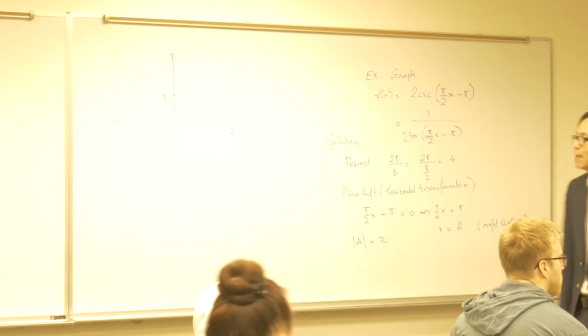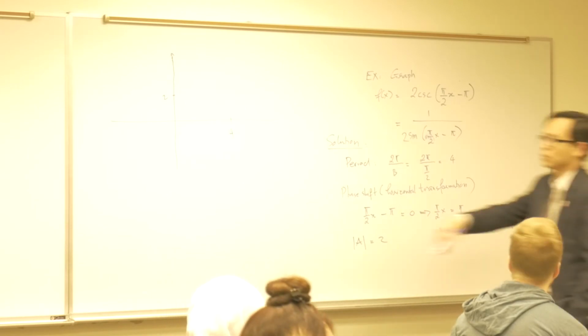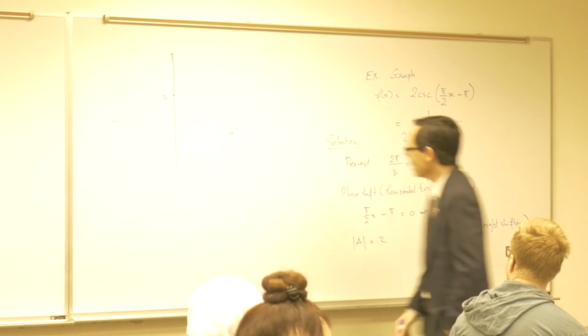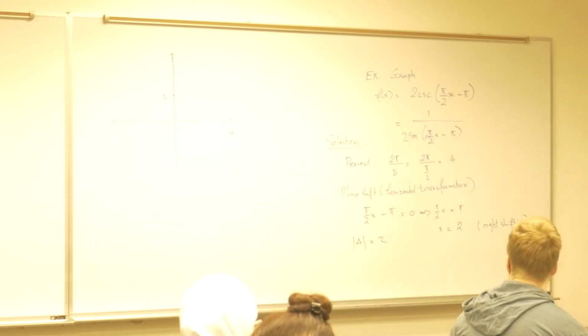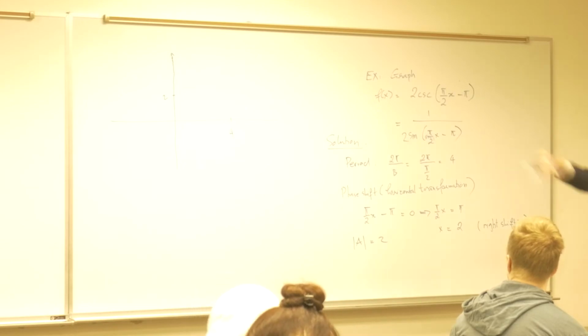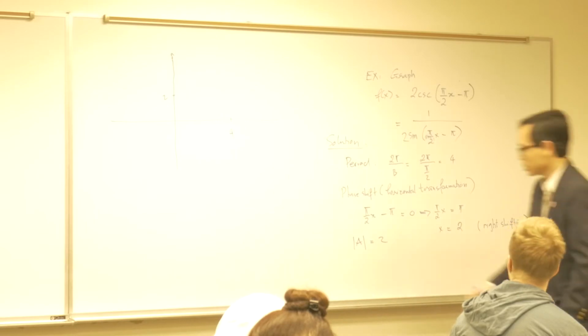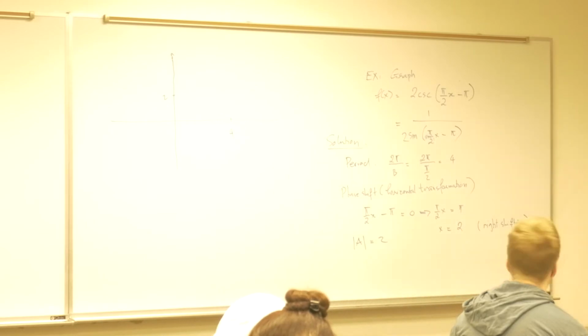So 2 is half of 4. Actually, you can put 2 down here, that's fine to me. And you see the cosecant is based on the sine function, so I'm going to grab the sine function with amplitude 2, period 4, no transformation yet, okay? So I'm going to just go ahead and draw the sine function first.